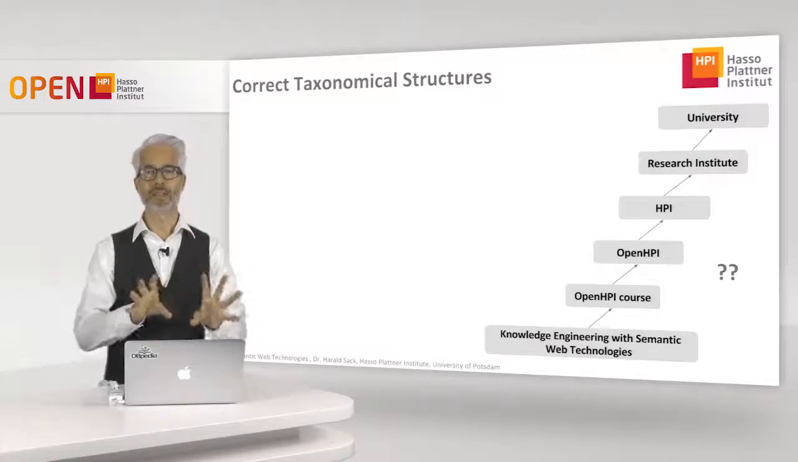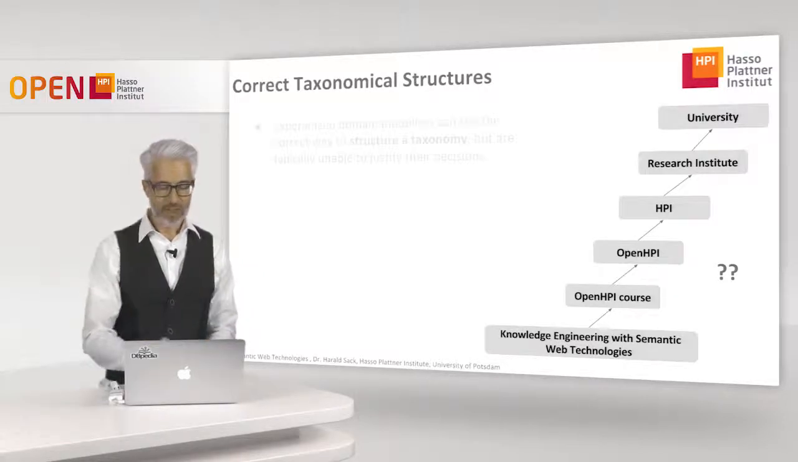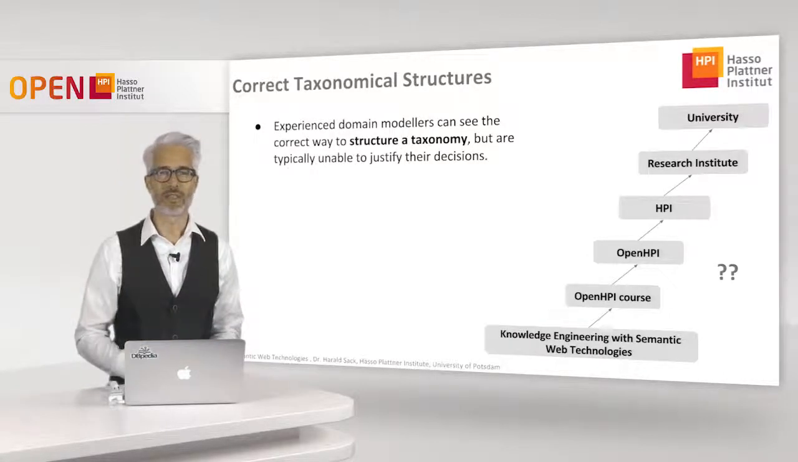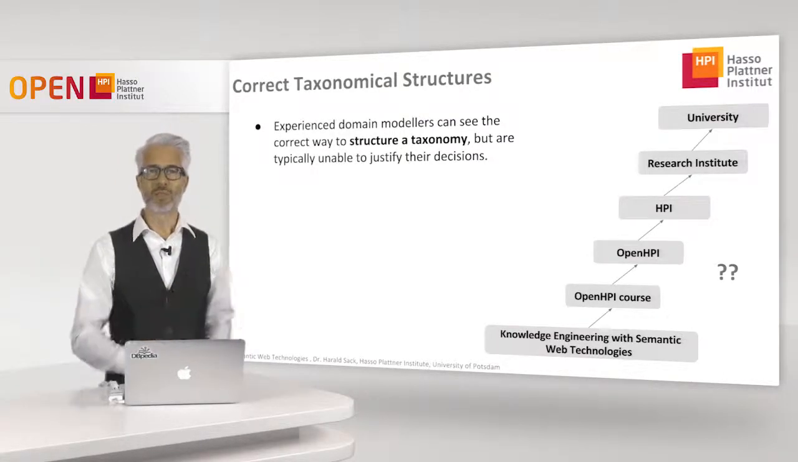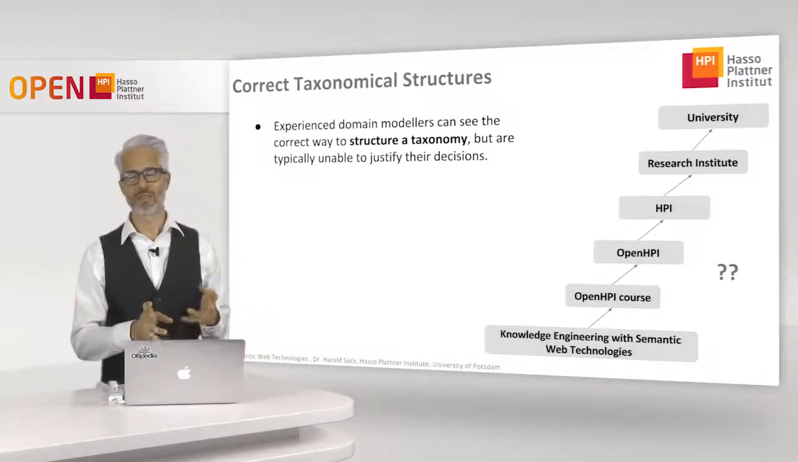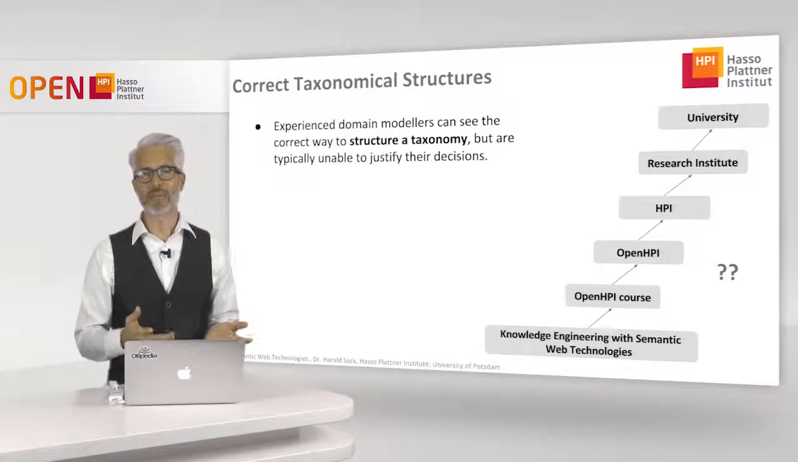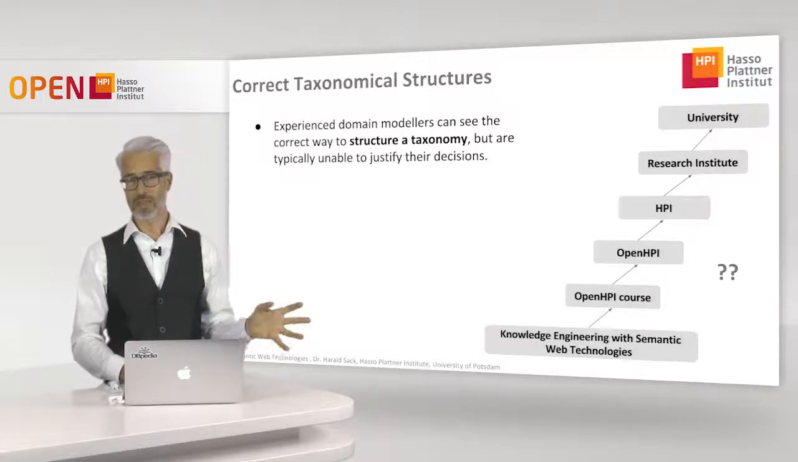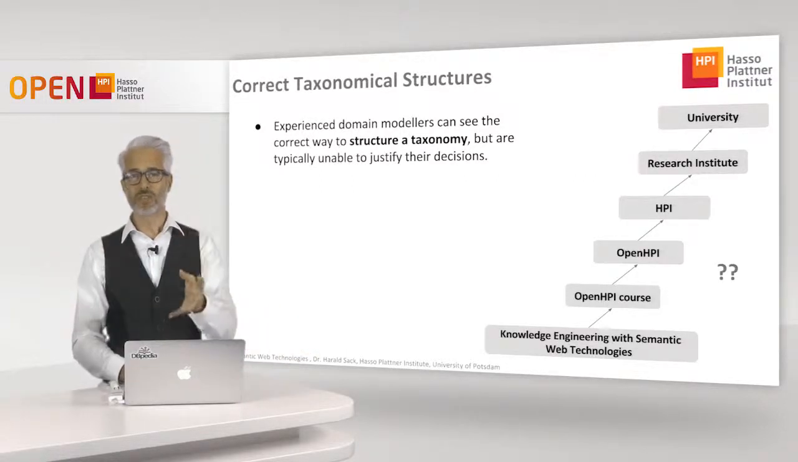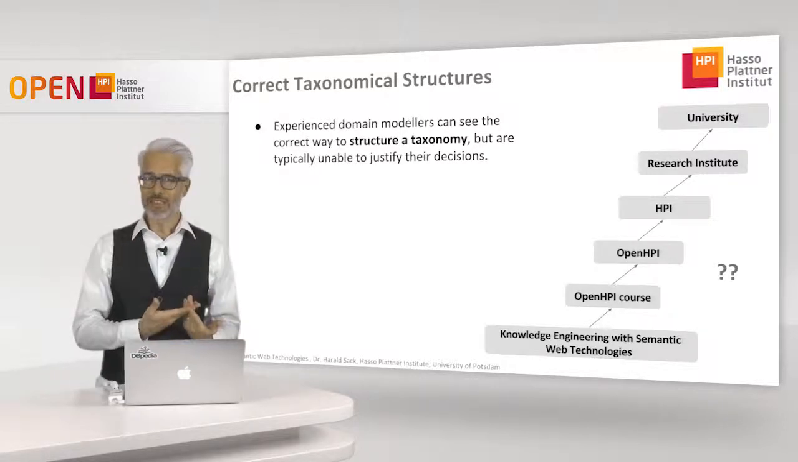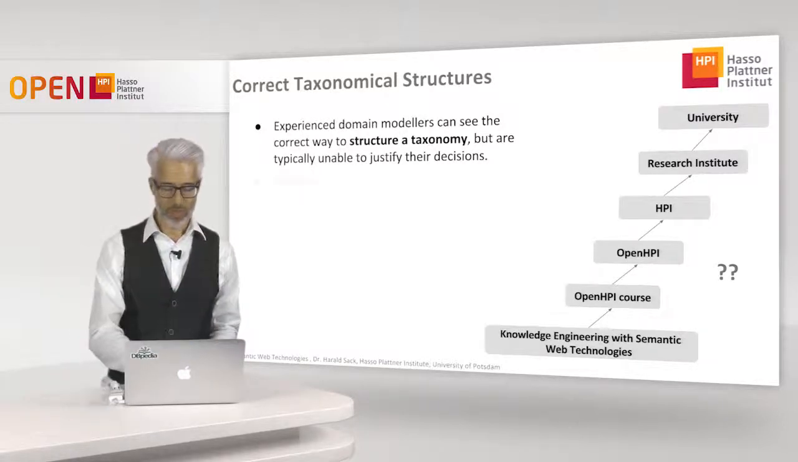So you have class hierarchies. And the question here, of course, is: is this class hierarchy modeled correctly or not? The experienced domain modeler can see the correct way to structure a taxonomy, but usually he's not able to justify the decision. And here methodologies come into play, like OntoClean, which gives you a means for deciding whether this is a correct taxonomical structure or not.